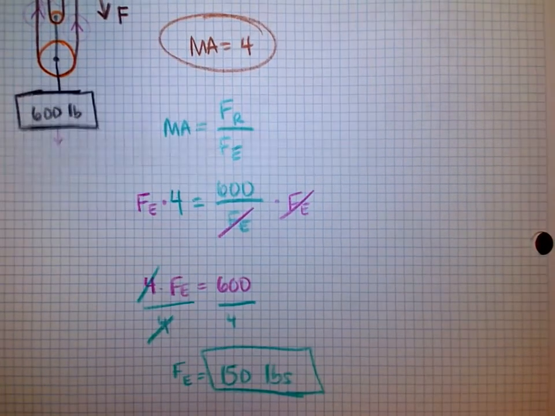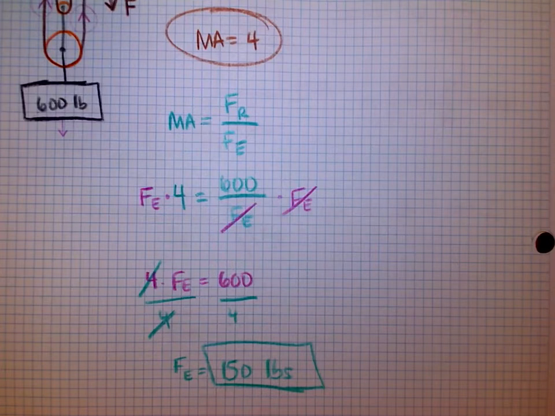So if the question was, how much force would I have to pull down with in order to keep this thing in equilibrium, or to keep it just off the ground, or to keep it still, hanging in the air, whatever it is, it would be 150 pounds. Anything more than that is going to accelerate the object upward. So hopefully that makes sense.